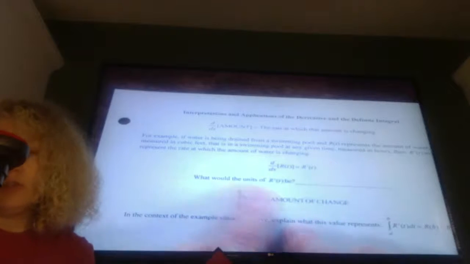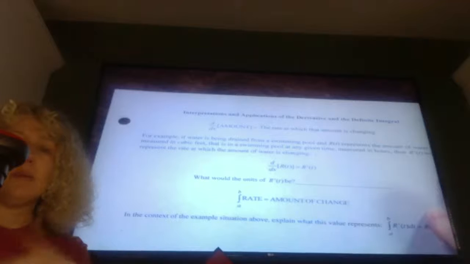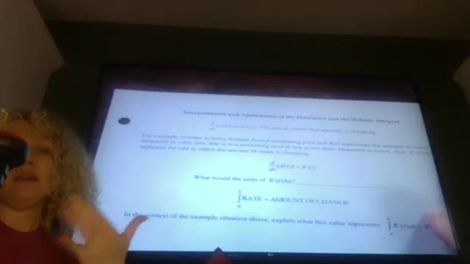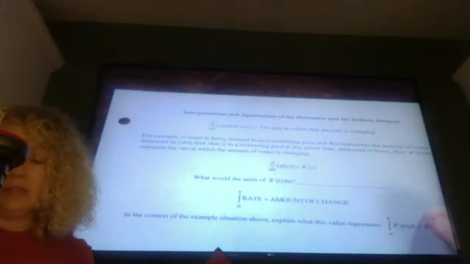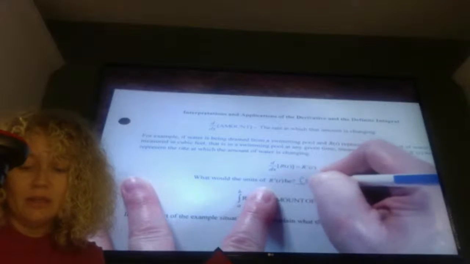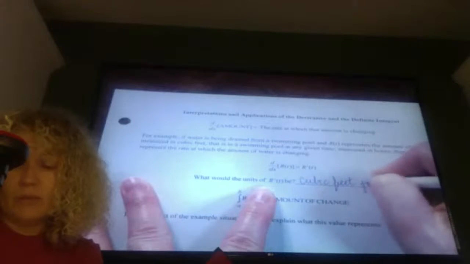So what would the units of R prime of T be? Now this is where you need to maybe pause and think about an answer and then come back and see if your answer is correct. But if this is in cubic feet measured in hours, then R prime of T would be cubic feet per hour.